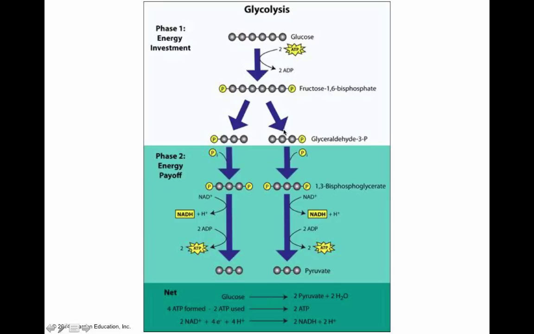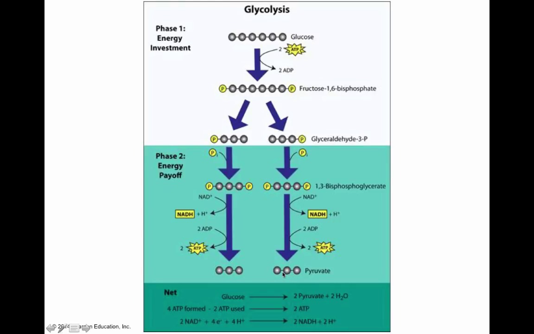And I don't want you worrying about individual steps. What I really love about this, though, is that they are showing the individual carbon atoms here. And you see that the 6-carbon glucose is split into 2 3-carbon molecules that end up being pyruvate. Okay?